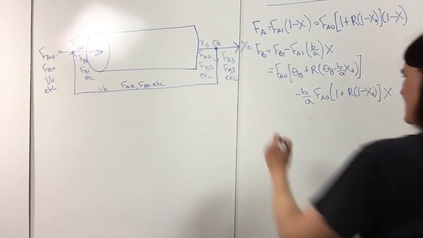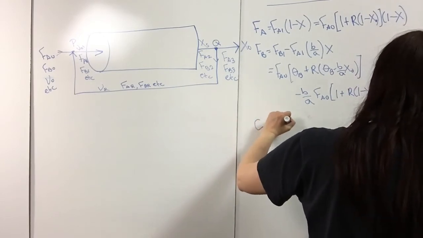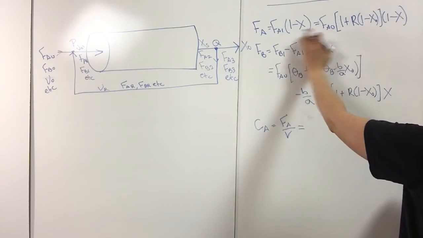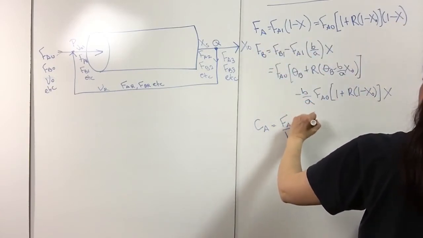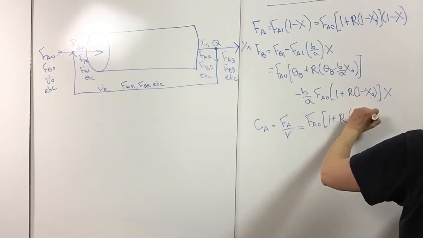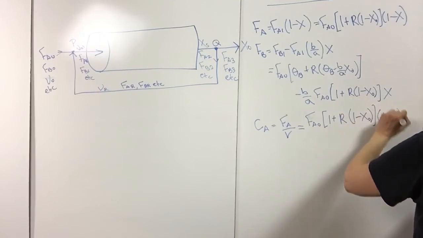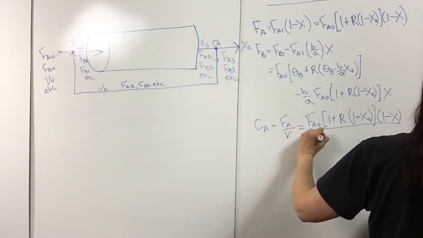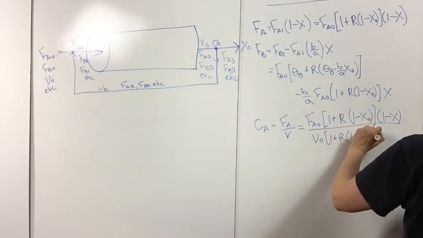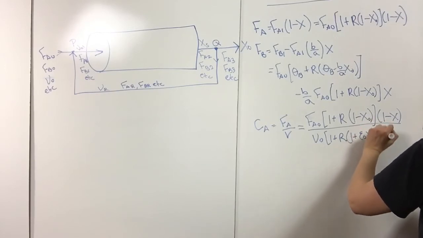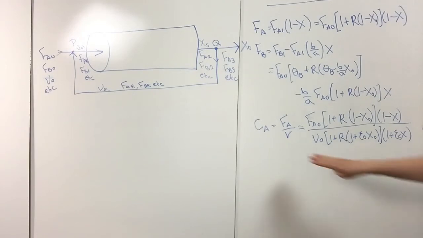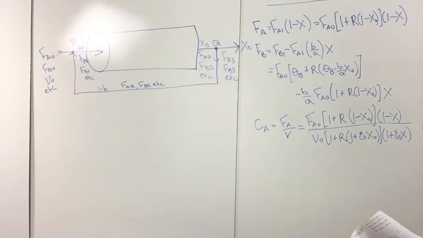And then to get CA, we know that CA is equal to FA over V, and we just got a relation for FA, so we know that FA is equal to FA naught 1 plus R 1 minus X naught 1 minus X, and this is over V naught 1 plus R 1 plus epsilon naught X naught 1 plus epsilon S X. And this is from our expression that we found earlier for V.